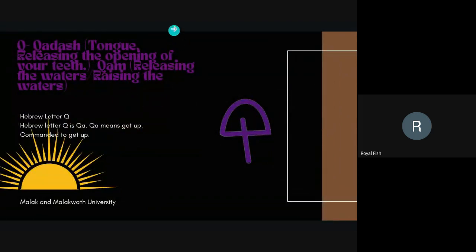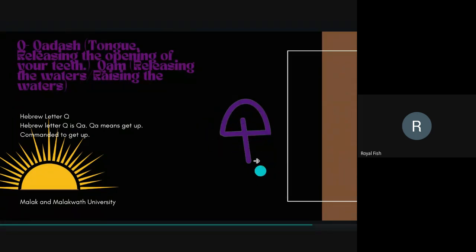Then we have a Kwa. Kwa means get up or commanded to get up. So Kwadash is a tongue, so we're gonna go to rest. We will Shabbat. So Kwadash is the tongue or releasing the opening of your teeth. And then Kwam is releasing the waters, raising the waters.